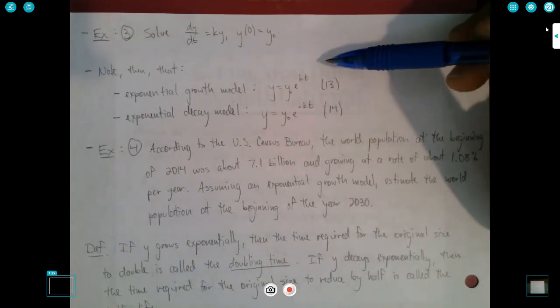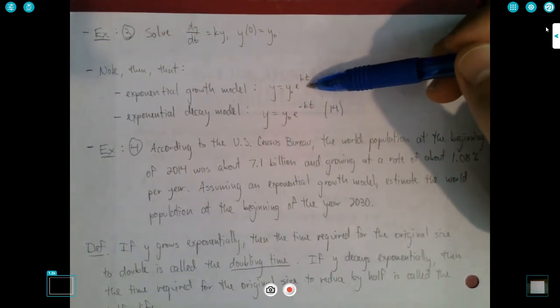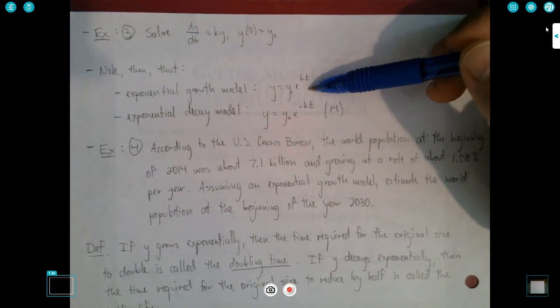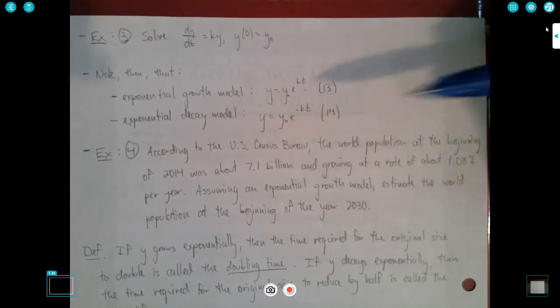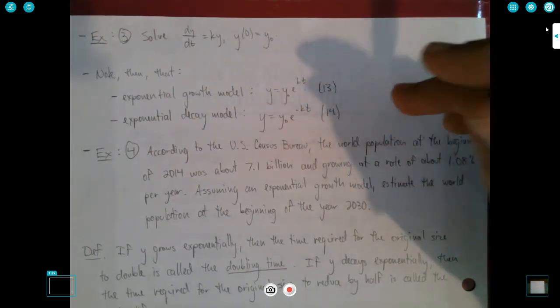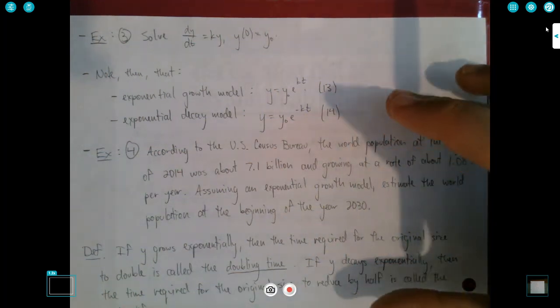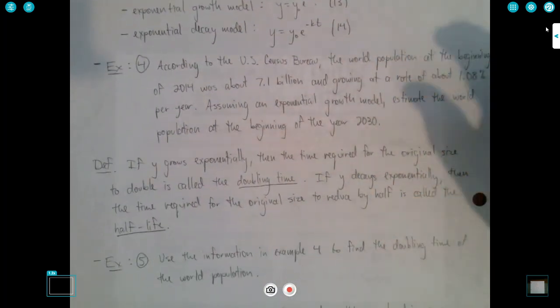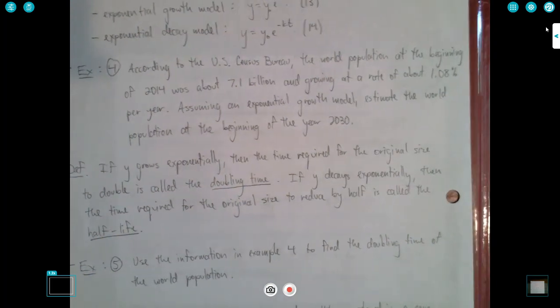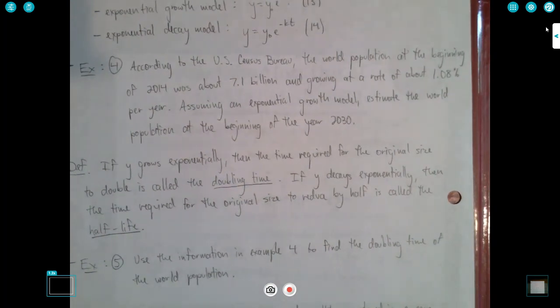So if you're dealing with exponential growth, then this is the model that you use. If you're dealing with exponential decay, then this is the model you use. And let's look at an example. This is like an old algebra example, so you should know how to do these, but I just want to refresh your memory. So according to the U.S. Census Bureau, the world population at the beginning of 2014 was about 7.1 billion and growing at a rate of about 1.08% per year. Assuming an exponential growth model, estimate the world population at the beginning of the year 2030.